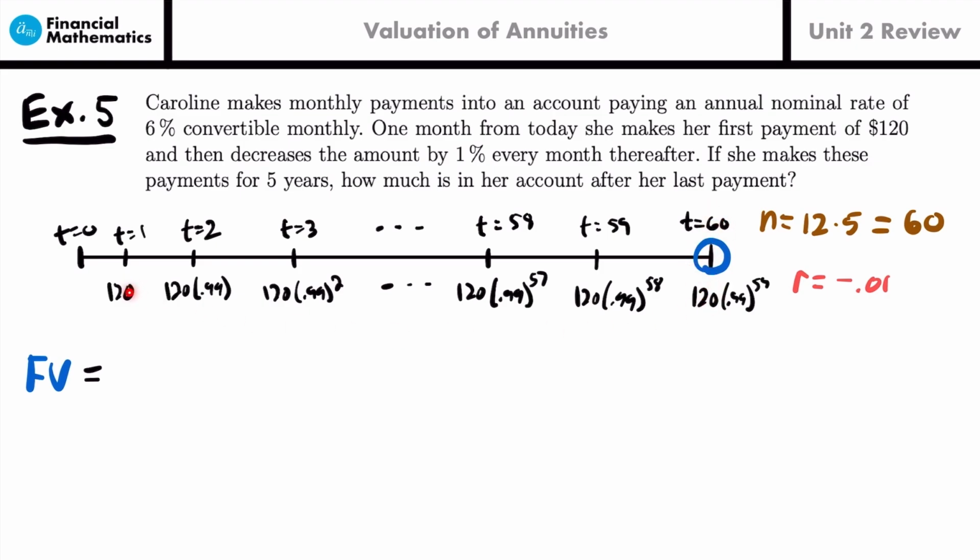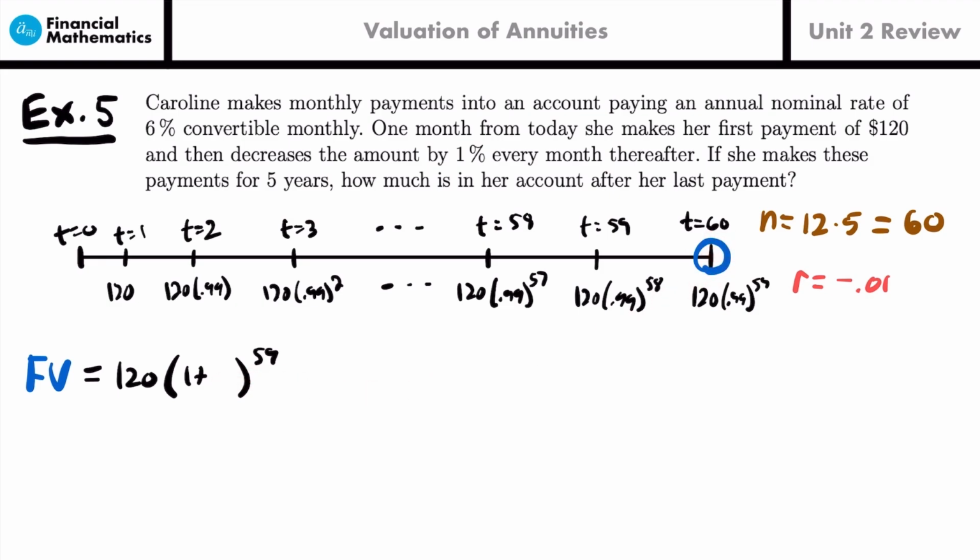So let's start with the first payment of $120. 120 is currently valued at time 1, but to value it at time 60, we need to bring it forward 59 periods, or 59 months. So we have 120 times 1 plus what? The interest rate, but what kind of interest rate do we need? Well, we'll come back to that. I'm going to leave that blank, but that will be to the power of 59. We want to accumulate that $120 for 59 months to value it at time 60.